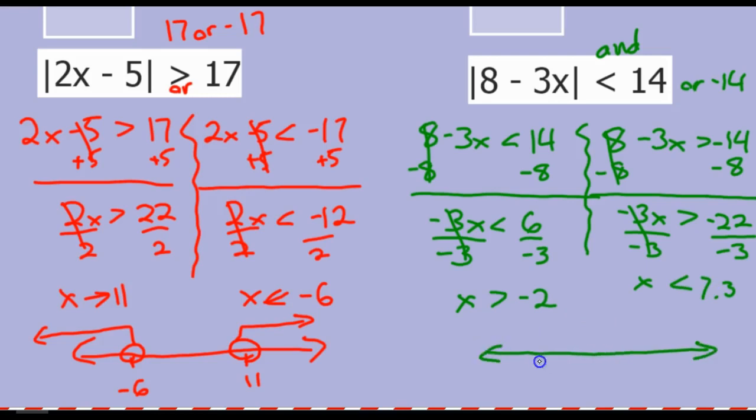So graphing this, our negative number goes on the left, our positive number goes on the right. We have an open circle at -2 and an open circle at 7.3. And we have an and inequality, just like we said.